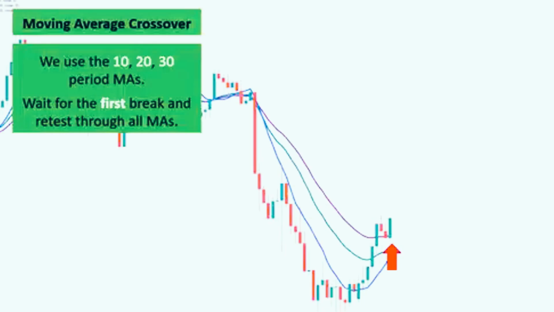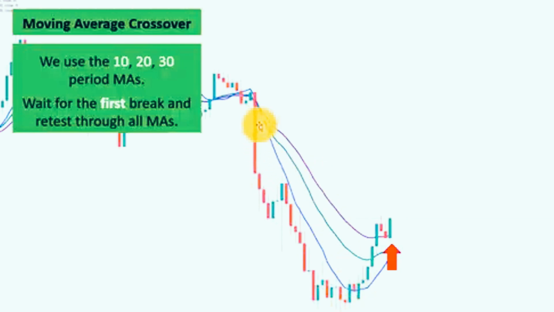No swing trading video is complete without a moving average crossover system, and here we have one where we use the 10, 20 and 30 period moving average. We can use EMAs, SMAs, doesn't matter, 10, 20, 30. So we have 3 moving averages which are pretty close by, and the idea of this approach is that we want to wait for the first break and retest through all of the moving averages.